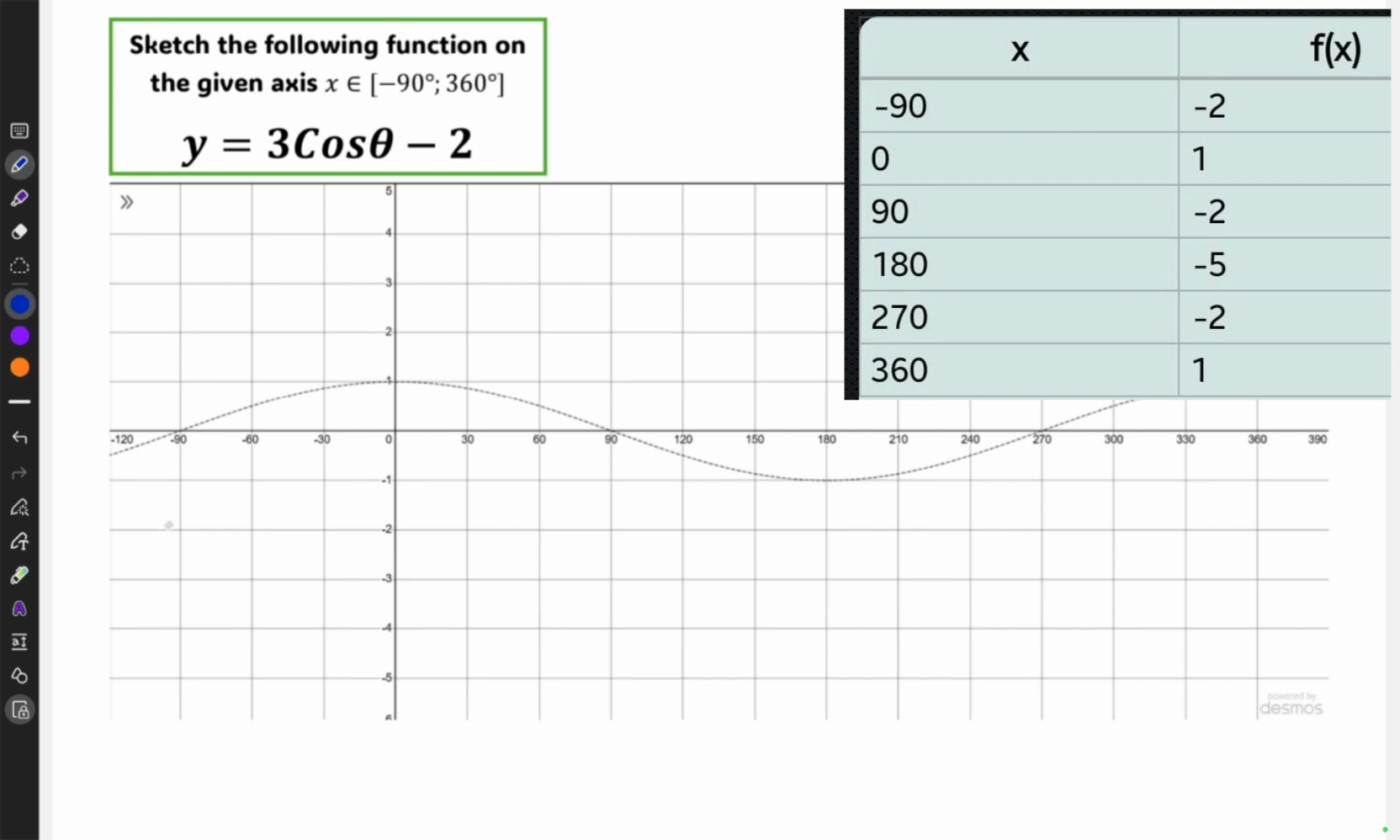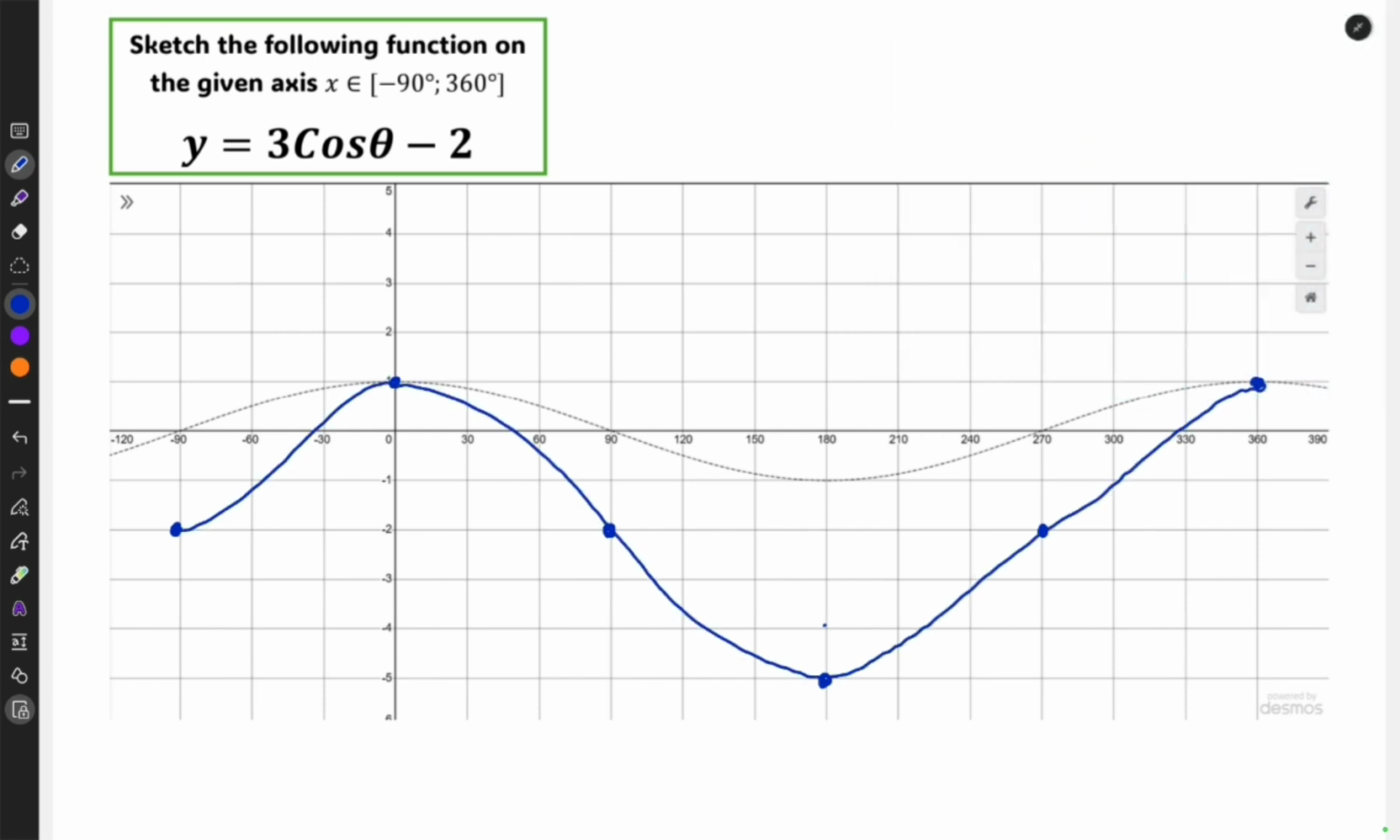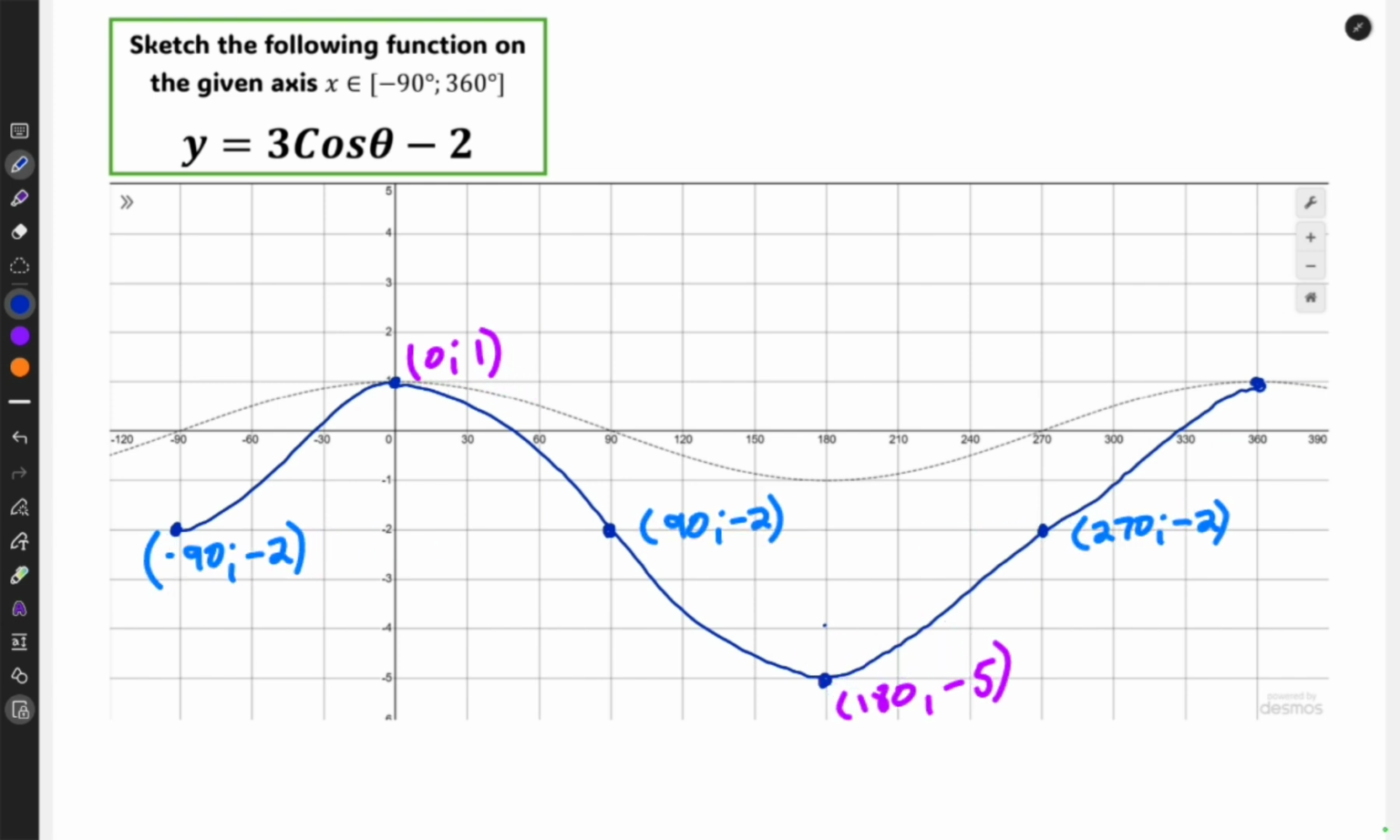Okay, so let's plot the dots. Minus 90 is minus 2, then 0 is 1, then I'm going back to minus 2, then it goes all the way down to minus 5, then back to minus 2, and then to positive 1. Now I can just connect them, and that is the graph they want. Perfect. That is 3 cos theta minus 2. You're going to get marks for showing the turning points, and then the middle of the graph, so everything on minus 2.